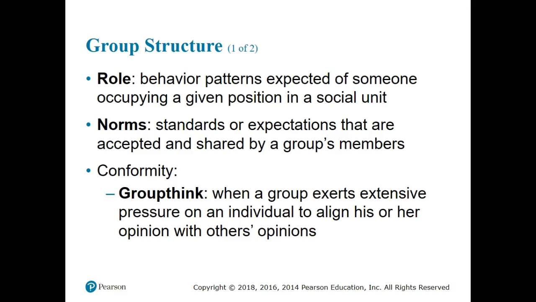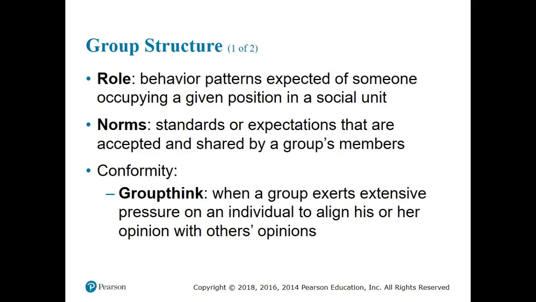Now, all groups have norms, okay, standards or expectations that are accepted and shared by a group's members. Norms dictate things such as work output levels, absenteeism, promptness, and the amount of socializing on the job. And again, they are those expectations or standards that are accepted and shared by the group members.